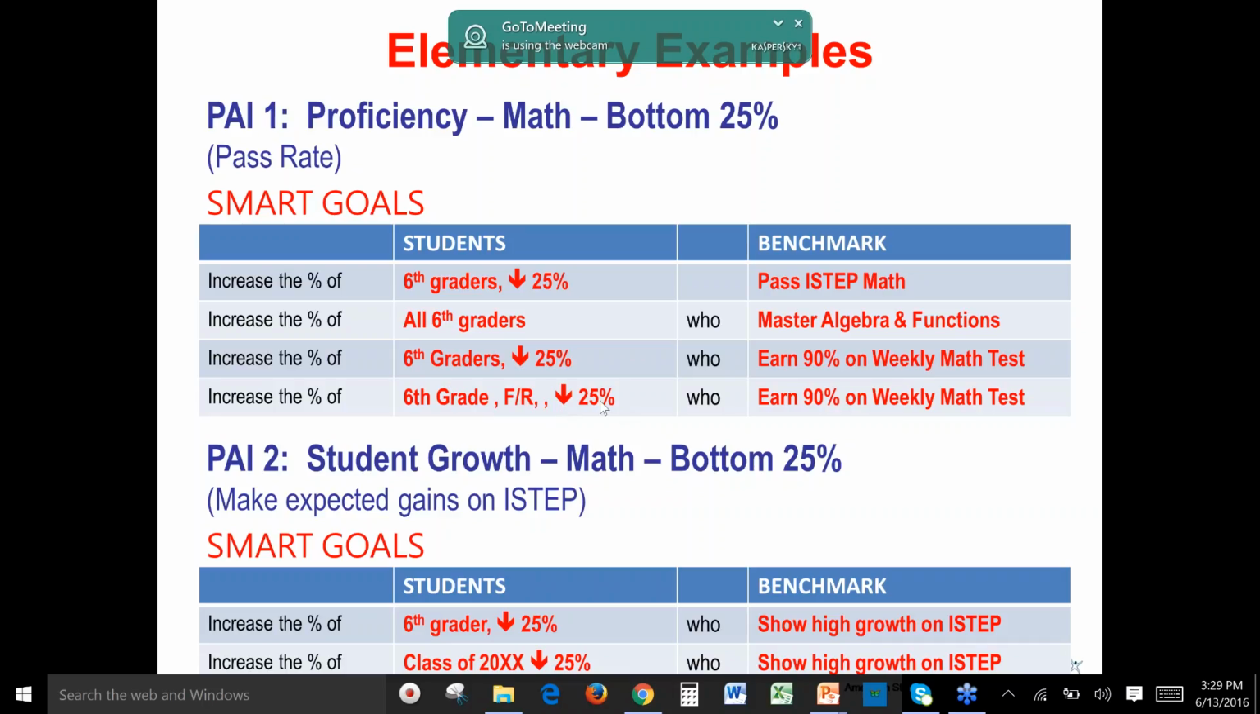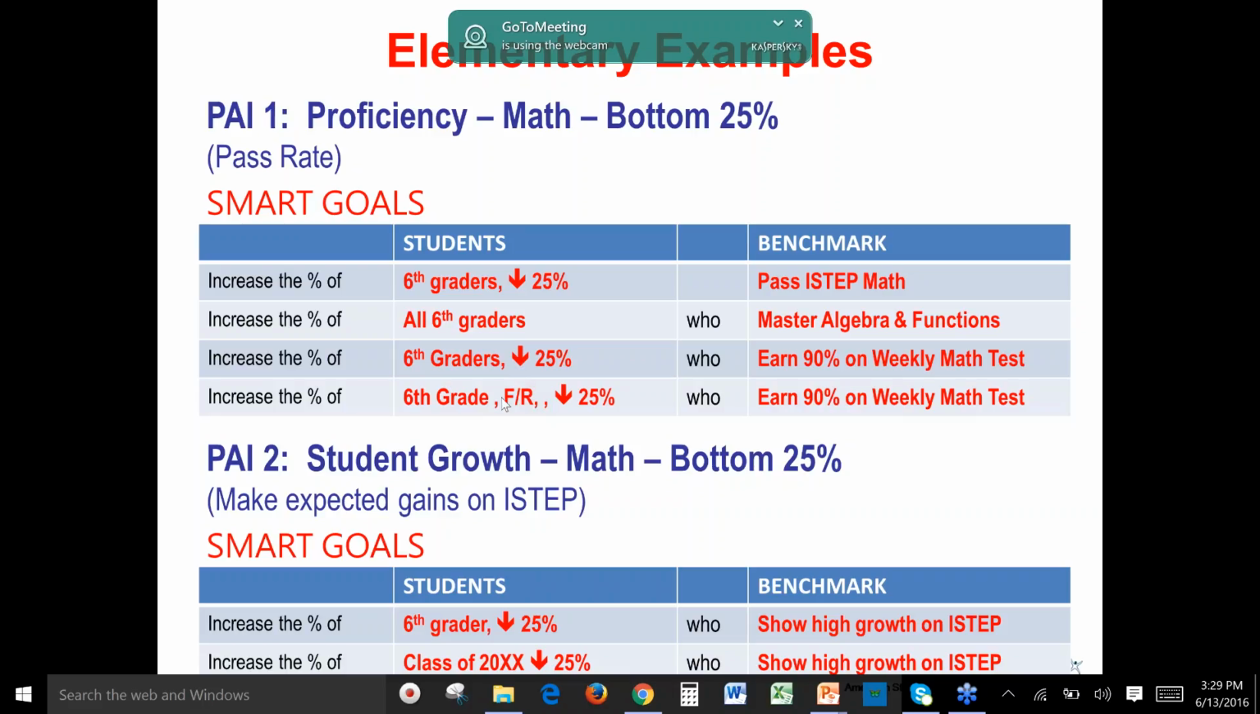Later, when we get into root causes and interventions, having this free and reduced identified will make you think about your interventions differently. Just a quick example, we had one school that had goals, SMART goals, that were similar to these, and they were implementing an after-school tutoring program in math.